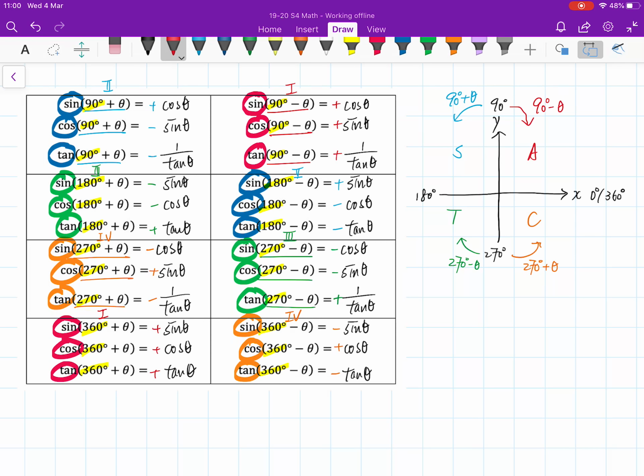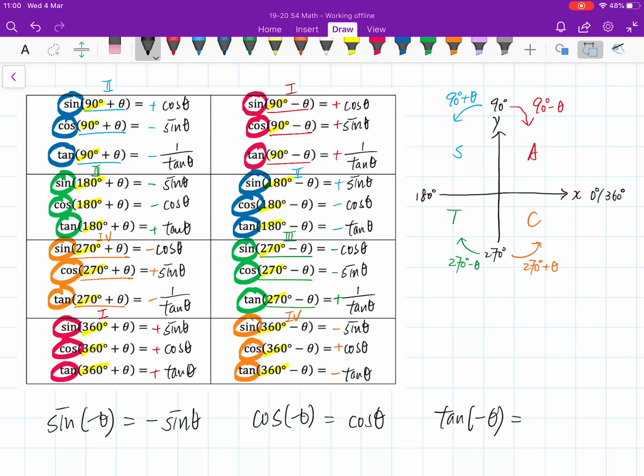Okay, so we have finished the transformation. Okay. So and then there are 3 more identities that you have to memorize. That is, for sine negative theta, it will become negative sine theta. Cosine negative theta, it will become cosine theta. And finally, tangent negative theta will become negative tangent theta.